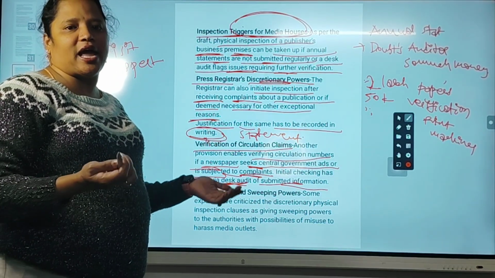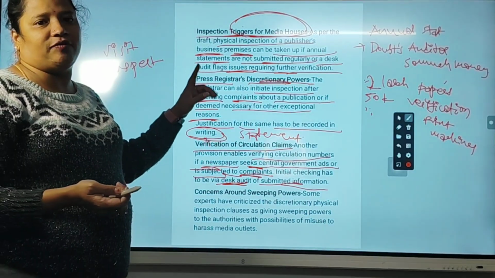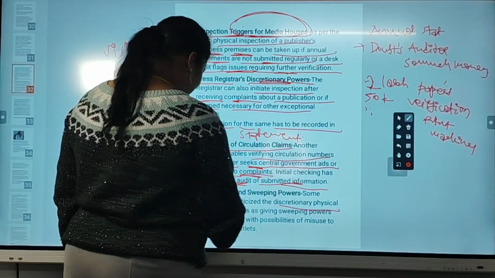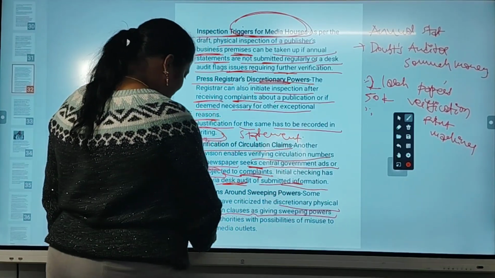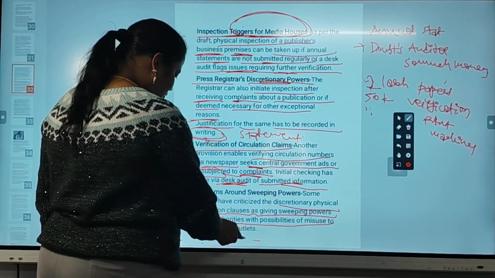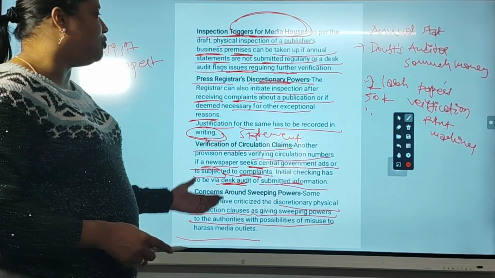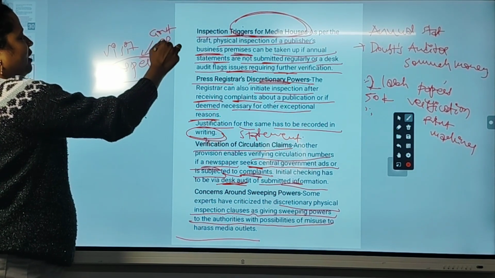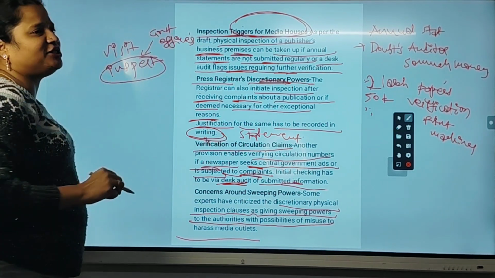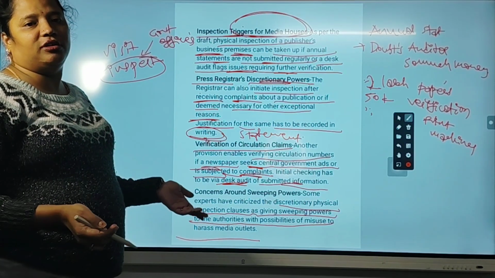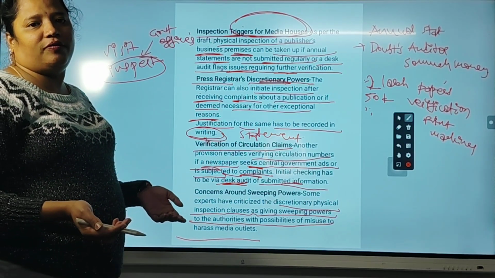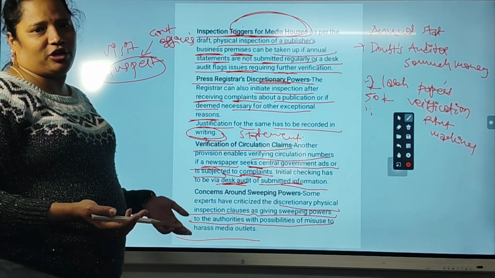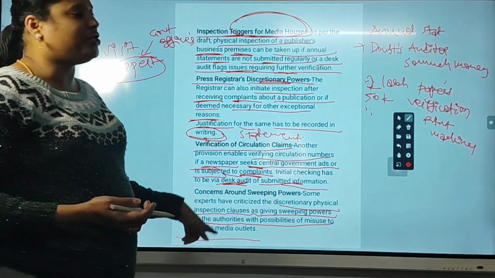In that case, if they have any doubts, they can inspect the premises of the publisher. Concerns around sweeping powers: some experts have criticized discretionary physical inspection clauses and giving sweeping powers to authorities, with possibilities of misuse to harass media outlets. Using this inspection provision, any government official can harass the publisher. That's the publisher's concern. Even though they did nothing wrong, the government can visit the publisher's premises every time and harass the publisher multiple times. That is the concern of the publisher here.